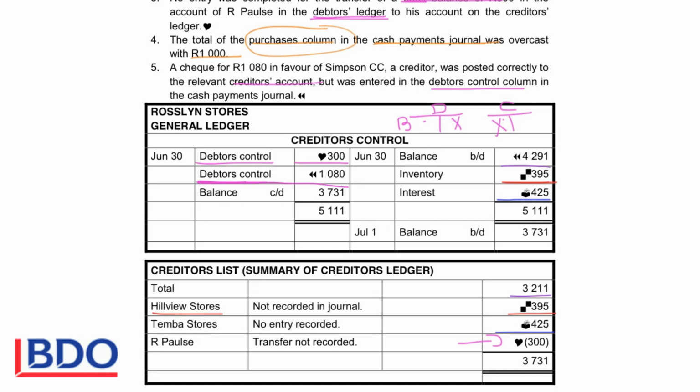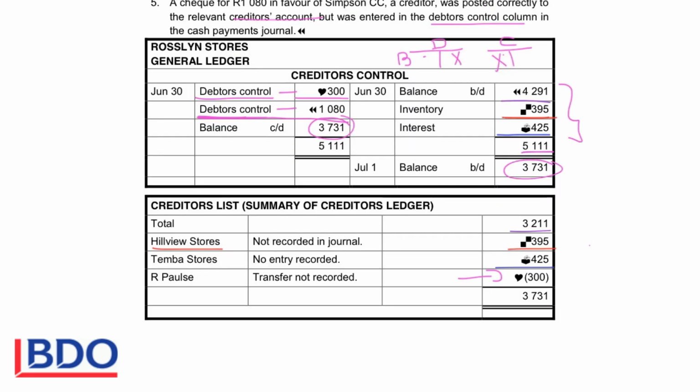Then we will add up the balance, inventory and interest amount to get a total of 5,111. Subtract the 300, subtract the 1080, and that will give me a balance of 3731. We will add the figures in the creditors list plus the 300, and that will also give me a total of 3731. So therefore we corrected all the mistakes that we knew about because these two totals are now equal.